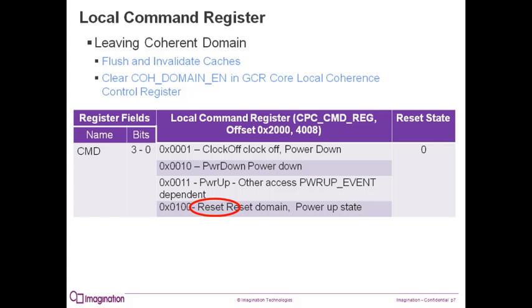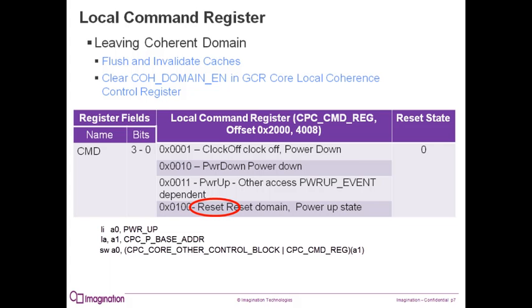Next, I'll show you the code that will power up a core whose number is in the Core Other Address Register. First, the power up command is loaded into A0. Then the base address of the cluster power control registers is loaded into A1. And last, the power up command that is in A0 is stored in the cluster power controller's other command register using the offsets of the other command block and the command register.